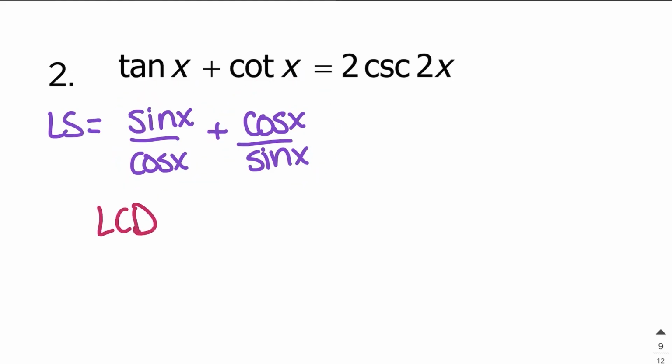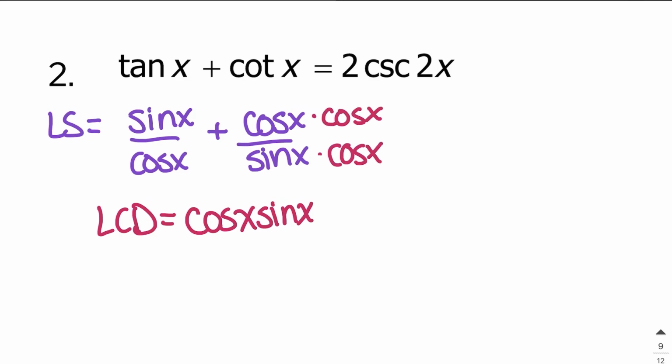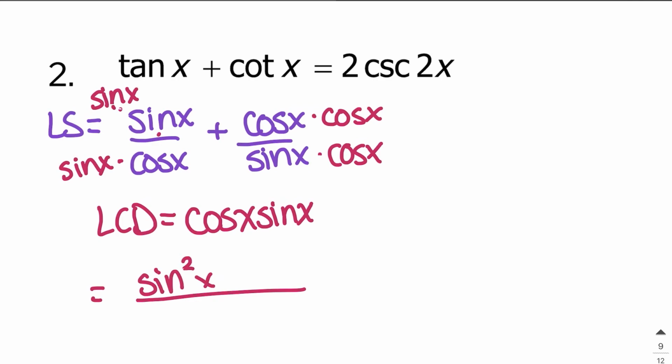So I'm going to find an LCD, and my LCD is going to be cosine x sine x. So I'm going to multiply this by cosine x and multiply this by cosine x, because whatever I do in the denominator, I do in the numerator. Now I've got that common denominator that I want on the right-hand side. On the left-hand side, I'm going to multiply by sine x to get this common denominator here. So I end up getting in the numerator sine squared x, because sine times sine is sine squared, plus cosine times cosine is cosine squared x. And that's going to be all over sine x cosine x.